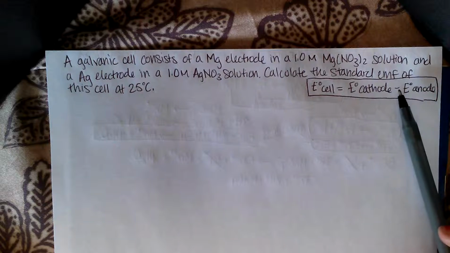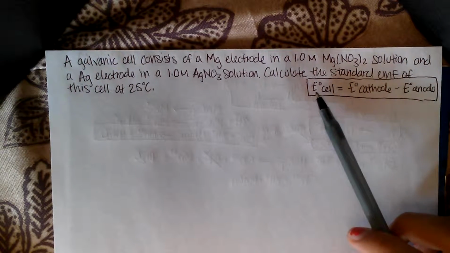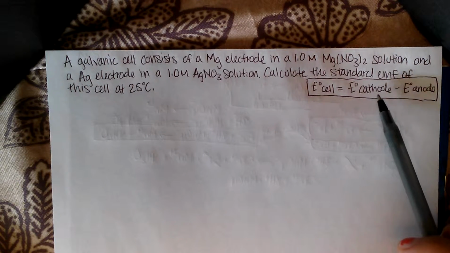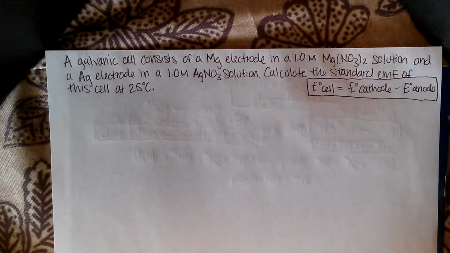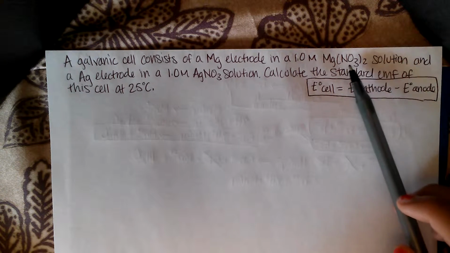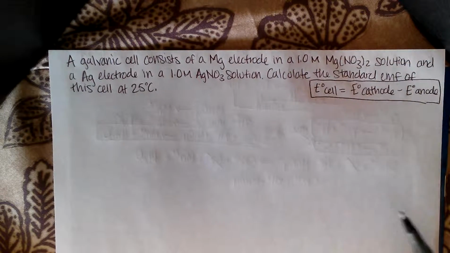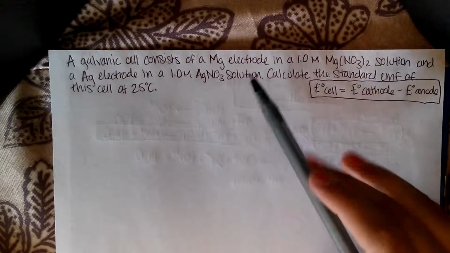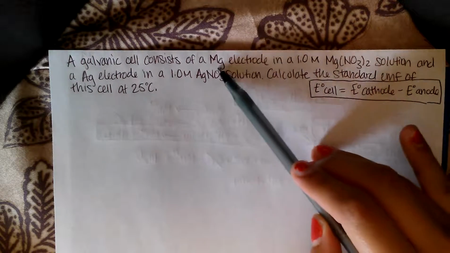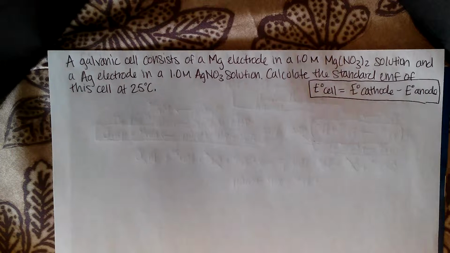First, we're calculating EMF, and how can we do that? We can take E of the cell is equal to the E of the cathode minus E of the anode, and by E, it's the standard reduction potential. So it's the cathode minus the anode relating to the standard reduction potentials. What exactly are we dealing with here? While you may see MgNO3 you might see AgNO3, the NO3 is not very important. What we're concerned about is the electrodes with the Mg and the Ag.